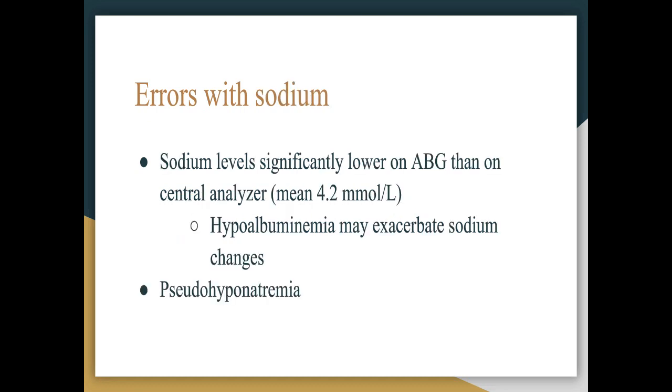There are a number of errors that can occur with sodium analysis on arterial blood gases. A study looking at preterm infants in pediatrics noted that sodium levels were significantly lower on arterial blood gases than on a central analyzer, with a mean difference of 4.2 millimole per liter between the two analyzers. This difference was even more pronounced in patients with hypernatremia. Hypoalbuminemia may also exacerbate sodium changes.